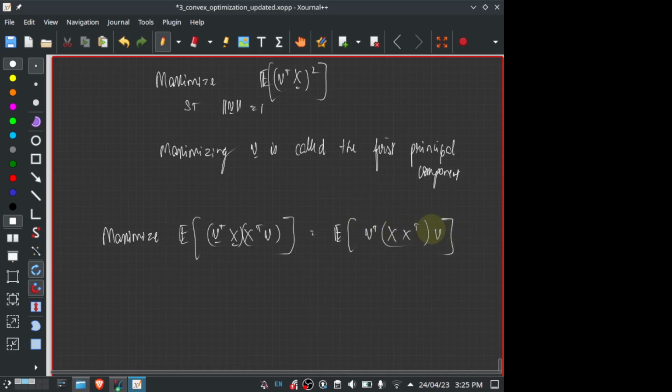But of course, v does not depend on x. So just by linearity of expectation, this is equal to v transpose expectation of x x transpose times v. But what is expectation of x x transpose? The covariance matrix. So this is v transpose sigma v, where sigma is the covariance matrix of X.